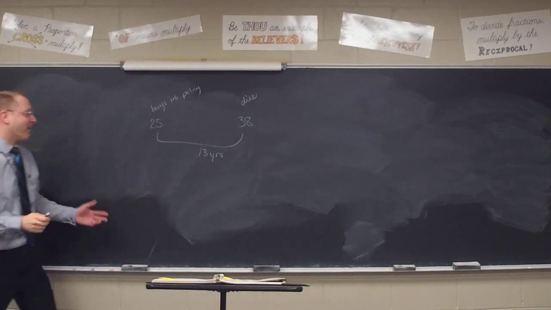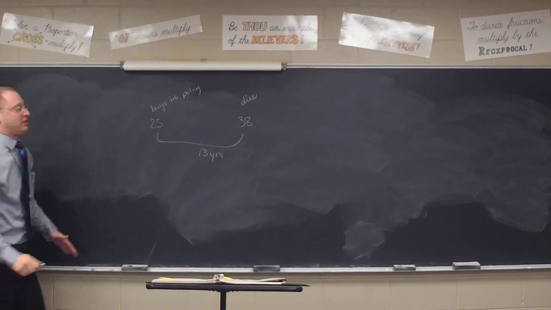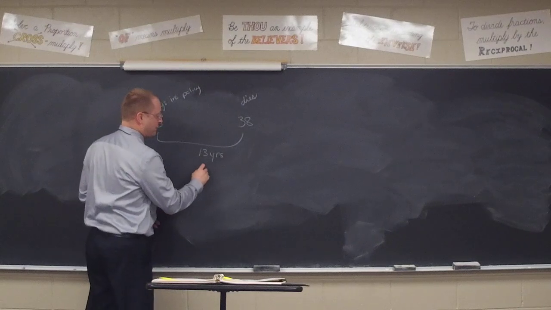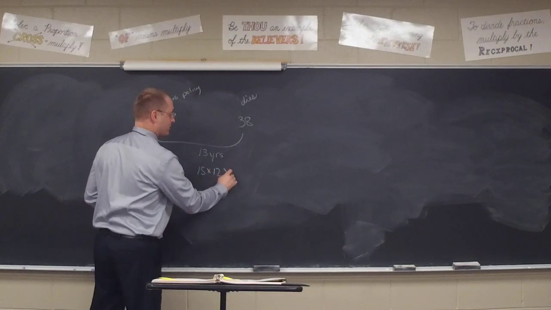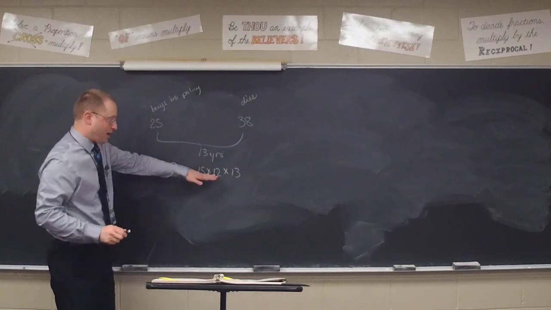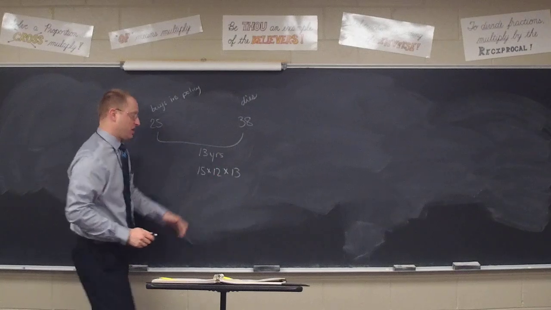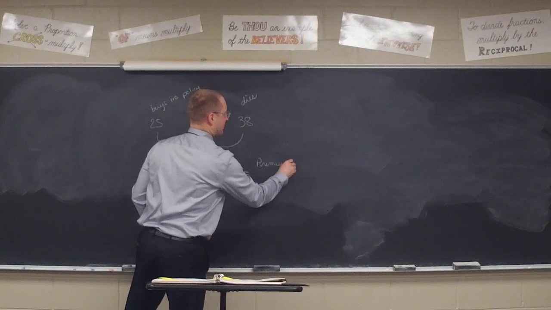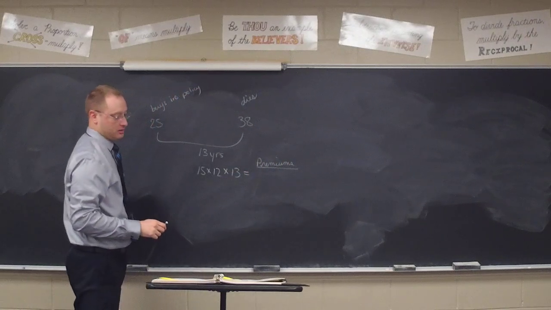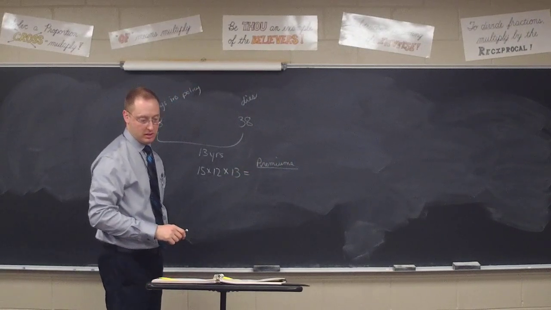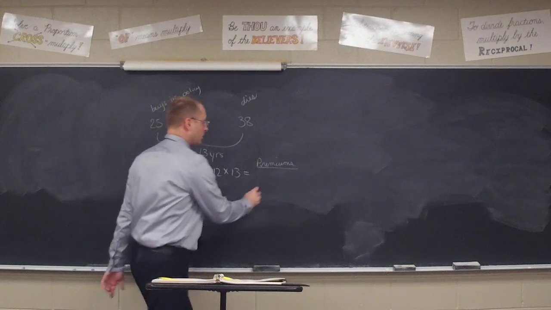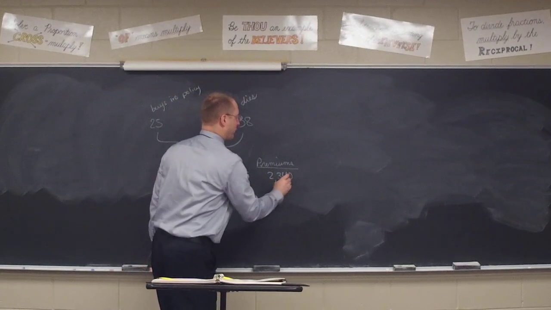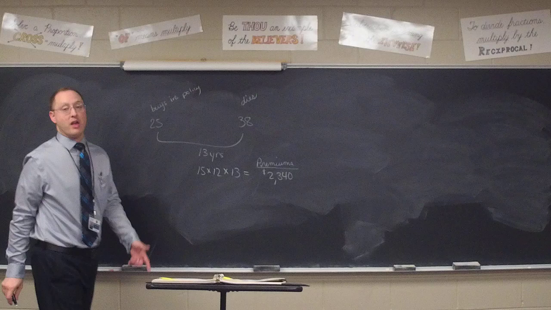He's gone. All right, now, 13 years later, and he's paying $15 a month for 12 months. So we see the 15 times the 12, that gives the year, times 13. How much does he pay in premiums? It's not much. $2,340. $2,340 in premiums. And then he dies.